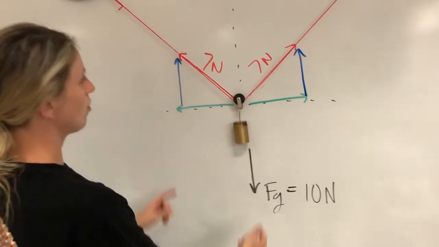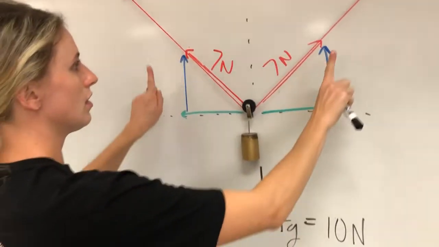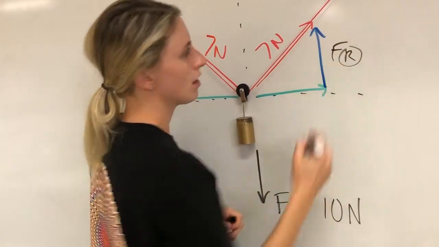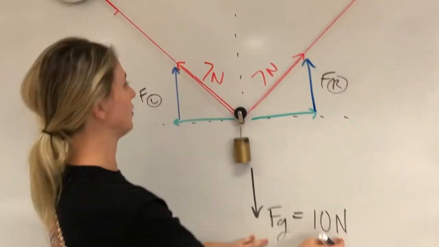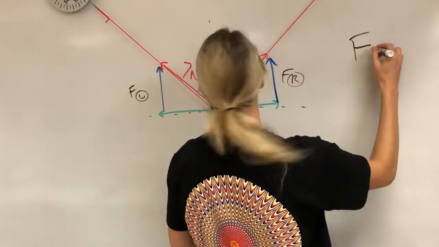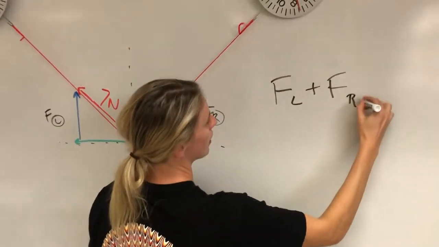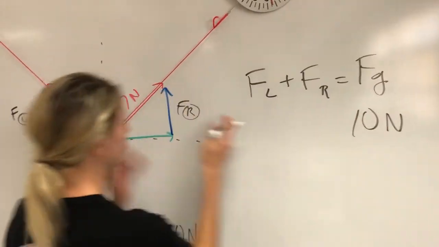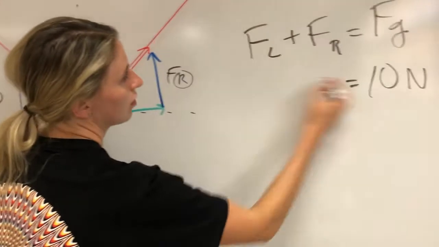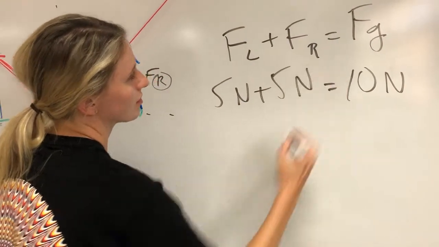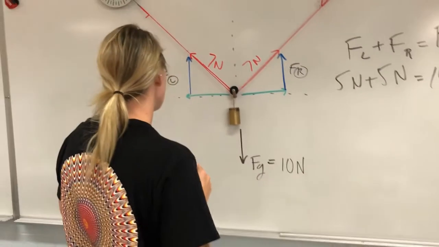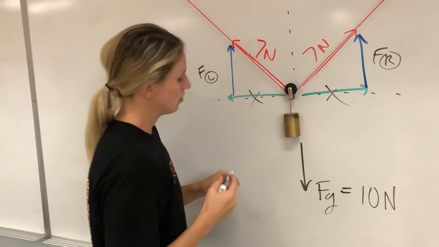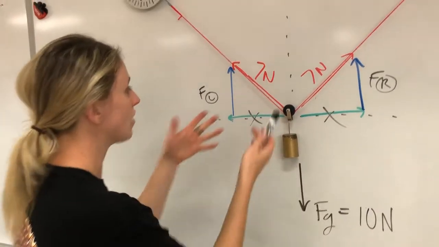So this is my force of gravity. These two, which we're going to call force left and force right, have to equal the force of gravity, right? That makes sense. They've got to cancel out. Everything up cancels out the down. If our force of gravity is 10 newtons, and these are equal, it's got to be 5 plus 5 equals 10. It's the same number. Sweet! And then these two are just going to cancel each other out. Yep, and we know this because our net force is 0. It's not accelerating. It's just chilling there.